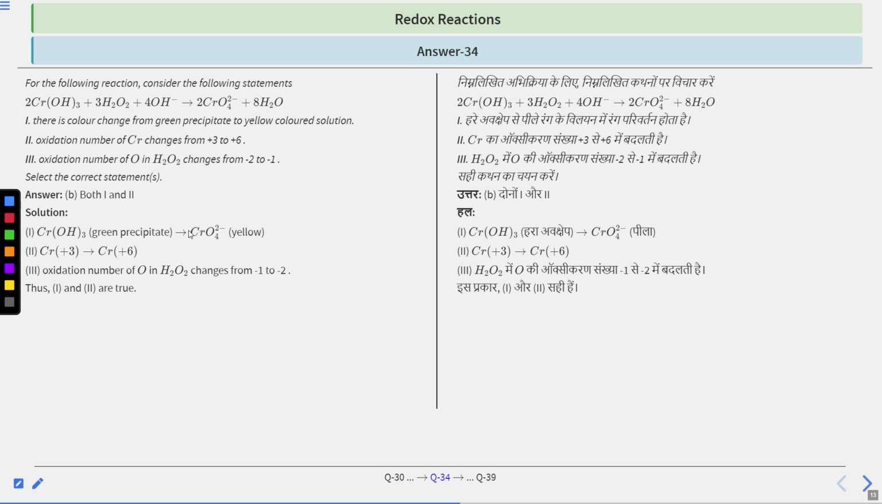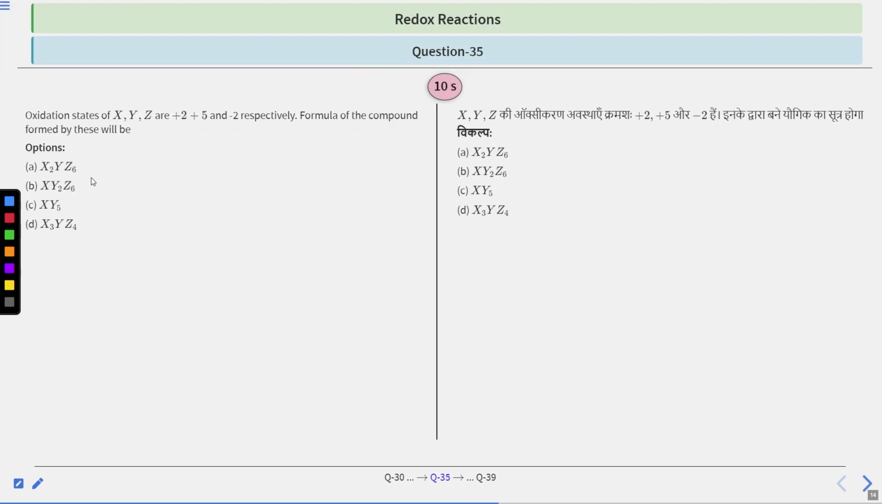Okay, let's move to the next one, that is question number 35. Oxidation states of X, Y, Z are +2, +5 and -2 respectively. The formula of the compound formed by these will be. We have to find out the formula formed by X, Y and Z, and we are given the oxidation states of these three. Options are X2YZ6, XY2Z6, XY5, X3YZ. So you have 10 seconds to solve this question. After that, we will see the answer.